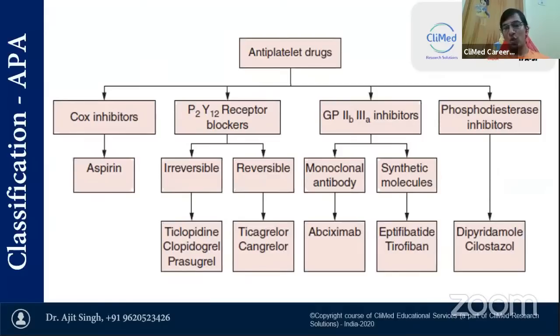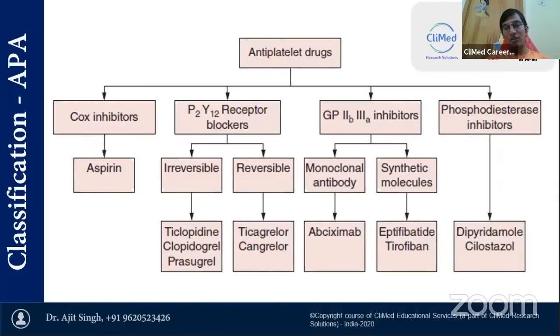That's why there are two names. We can call them P2Y12 receptor inhibitors, or we can call them ADP antagonists, ADP inhibitors, ADP conversion inhibitors, right? Then there is the third category, which is called glycoprotein 2b3a inhibitors, GP2b3a inhibitors. These drugs are not available in the oral dosage form.